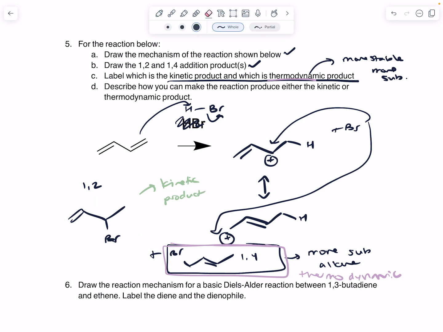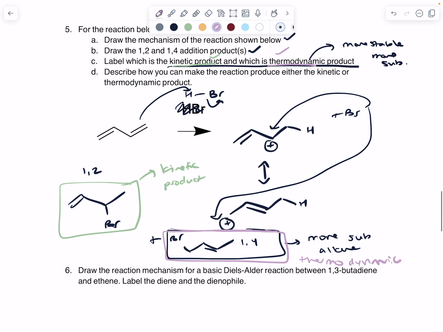I accidentally cut off my bromine, so I'm going to redraw that. There we go. So kinetic product and thermodynamic product, I labeled each. How can I make the reaction produce either or? Well, I'm always going to get a mixture, but I'm going to guess around 50 degrees Celsius, it's going to start to favor the kinetic. And even probably around room temperature, honestly.